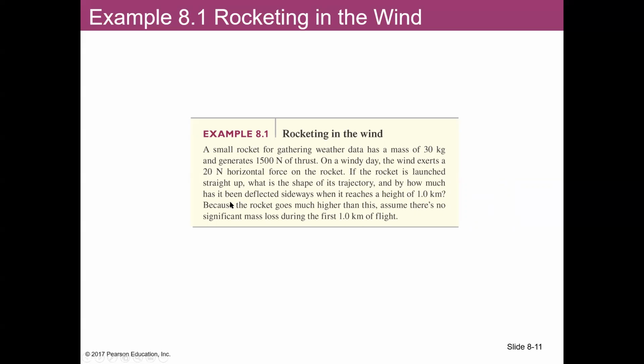Let's see, I misread it. It's 1,500 newtons of thrust, which actually makes a lot of sense because the 30 kilogram rocket is about 300 newtons of gravitational pull. And so you'll have a net force upward of about 1,200 newtons, technically 1206 newtons. Yeah, because 30 times 9.8 is 294, and 1,500 minus 294 is 1206. It's just 1,500 minus 300 plus 6. These mental math problems are helpful. So that's the net force in the y direction upward.